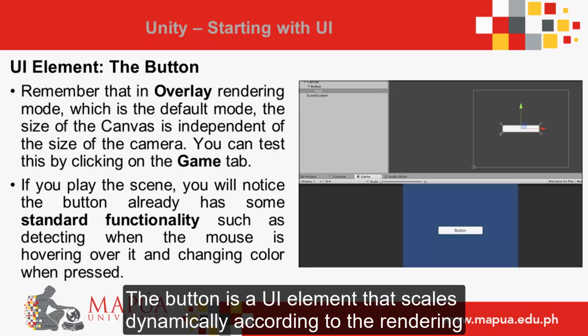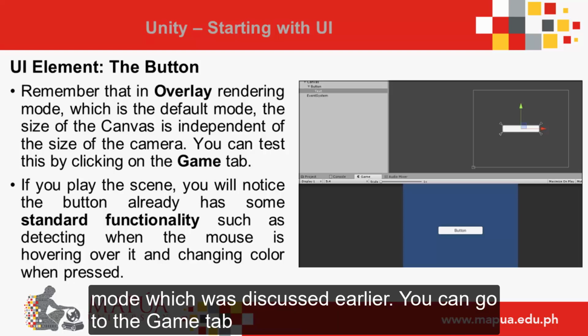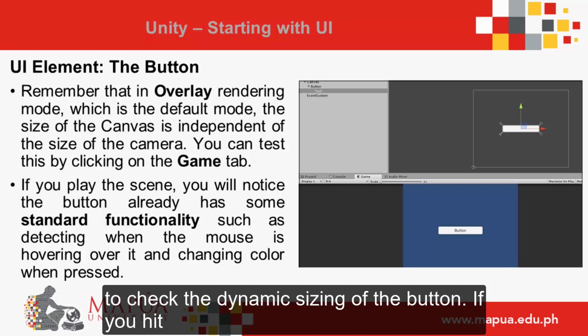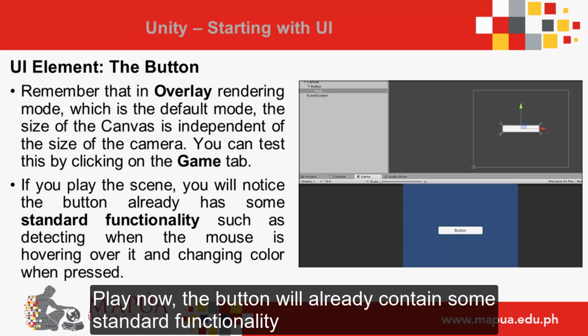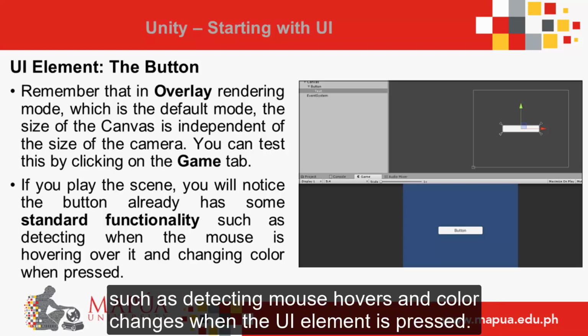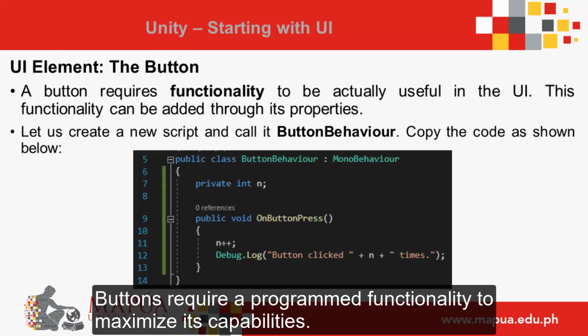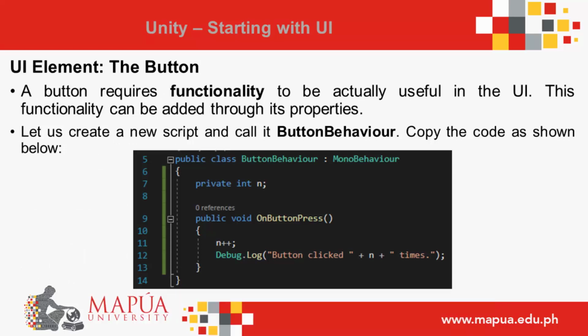The button is a UI element that scales dynamically according to the rendering mode, which was discussed earlier. You can go to the Game tab to check the dynamic sizing of the button. If you hit play now, the button will already contain some standard functionality such as detecting mouse hovers and color changes when the UI element is pressed. Buttons require program functionality to maximize their capabilities.